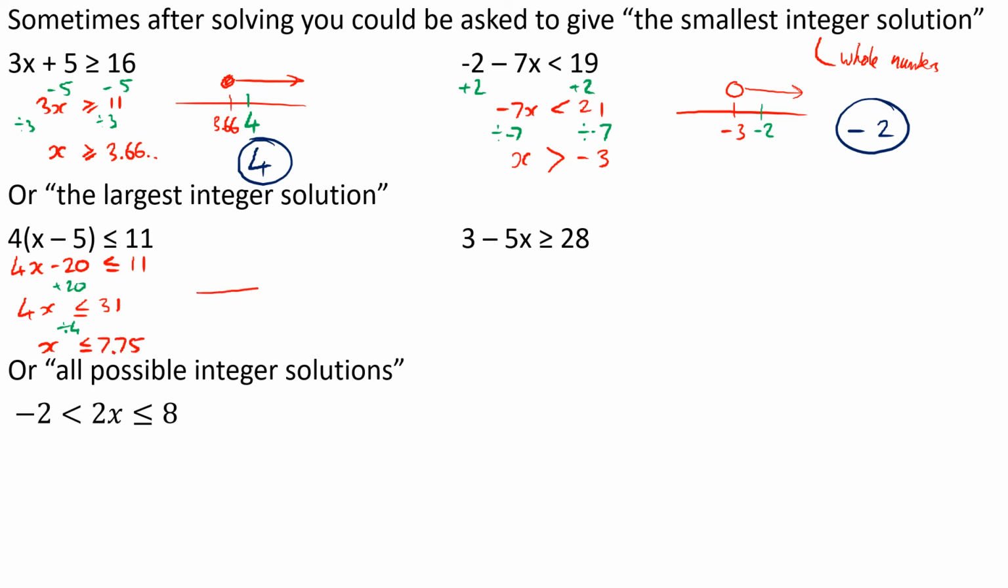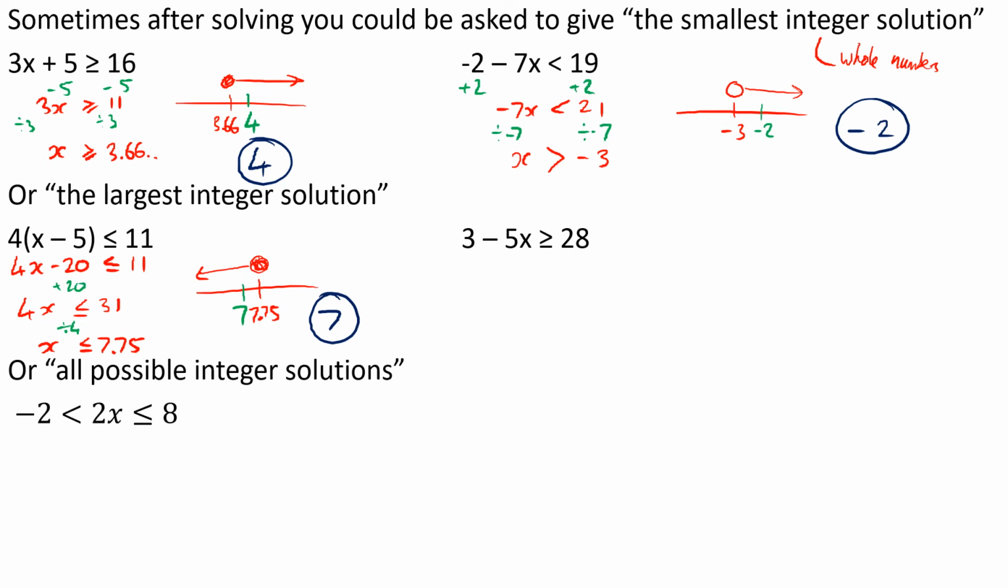Again, draw our number line, filled in circle at 7.75, left side of it because the arrow's to the left, and then we want the largest integer solution, so the largest number we could have here would be 7, because that's the first number on that side of our circle. So our final answer there would be 7.